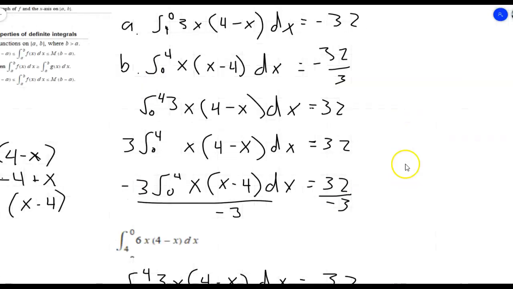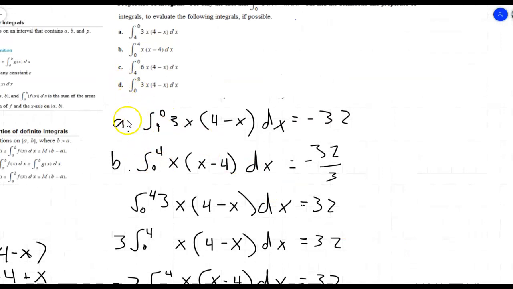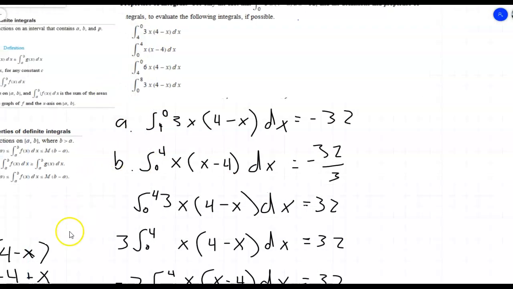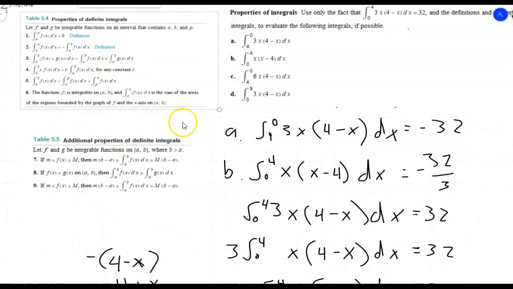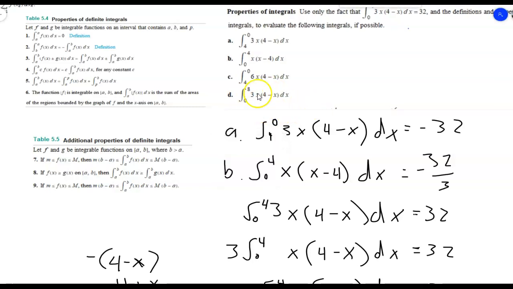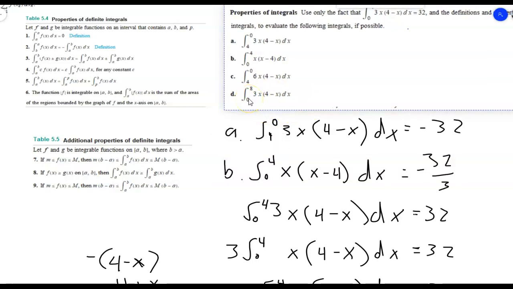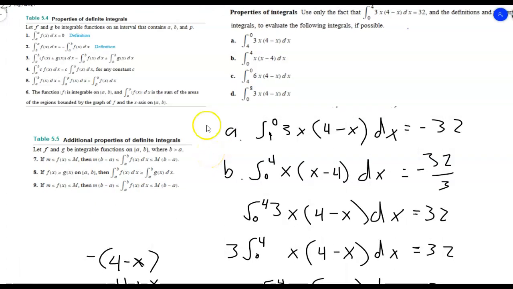Okay, and this last one here, from 0 to 8, well, if I go over here, it doesn't look like there's any rules that will allow me to double one side of the integrand or the limits or to add anything. So there's no way I can use these properties here in order to say what this is. Now, we will be able to say what this is when we look at the fundamental theorem of calculus next session, but you'll just have to wait on pins and needles.